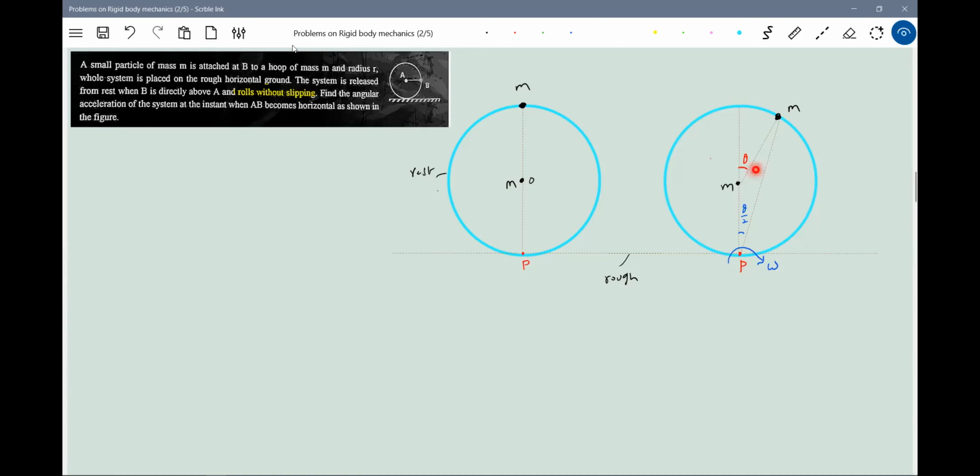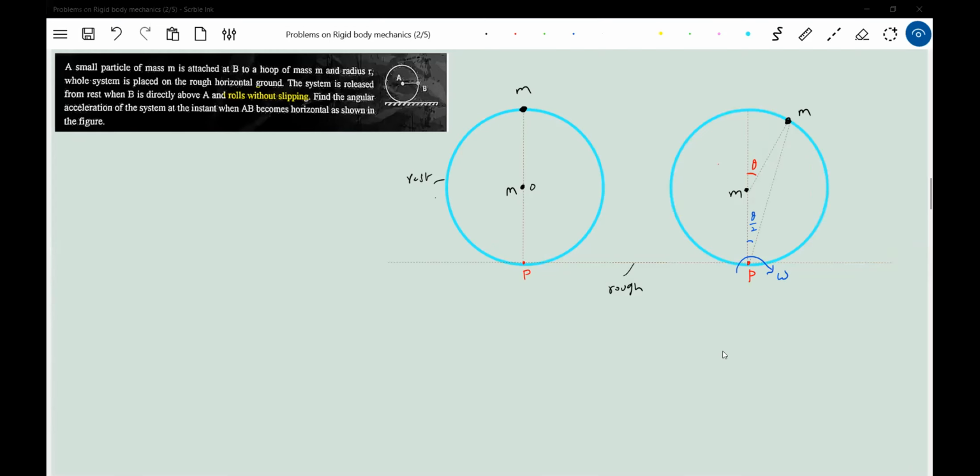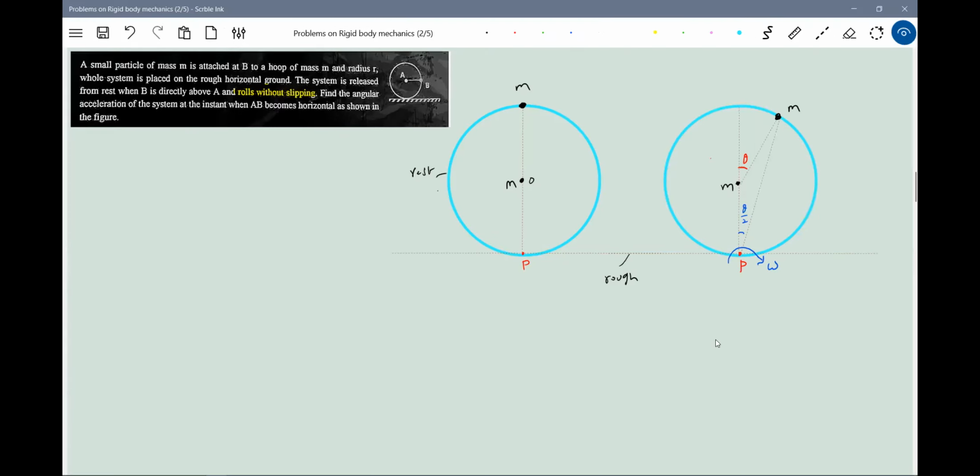In these two positions, from where is this angular velocity acquired? The decrease in gravitational potential of this particle is what is converted into the kinetic energy of this ring and also that of the particle. I'll get omega as a function of theta, then from there I'll bring alpha. I think this is the first problem where I'm bringing alpha using the instantaneous center.